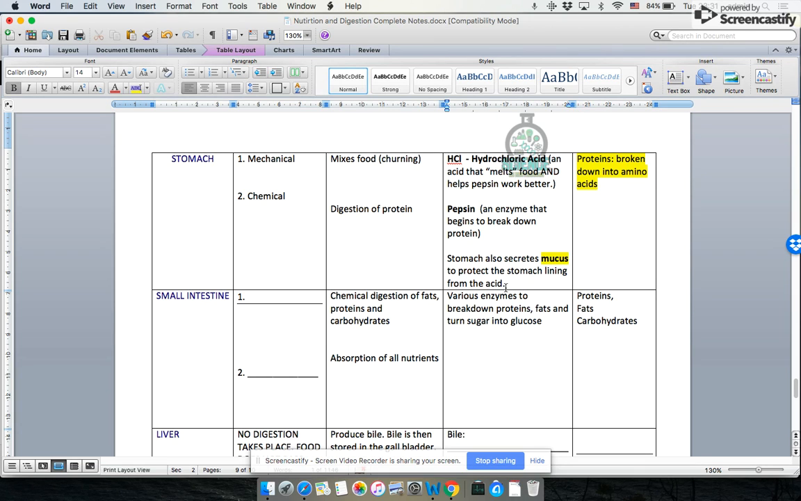The mucus is there to protect the lining of the stomach from the acid because it is quite strong, and without it, we basically burn a hole in the tissue of the stomach.